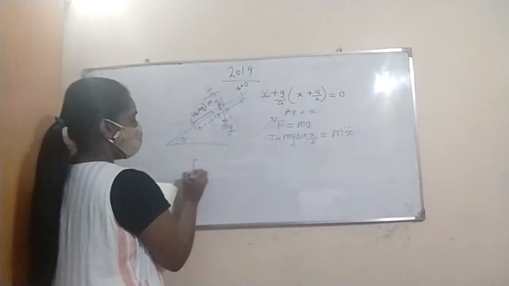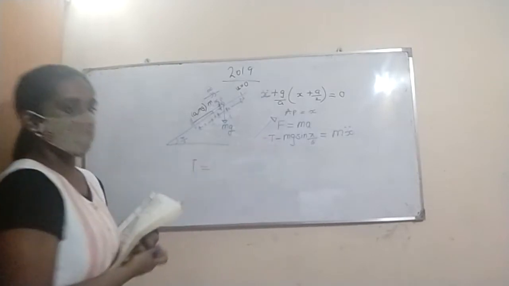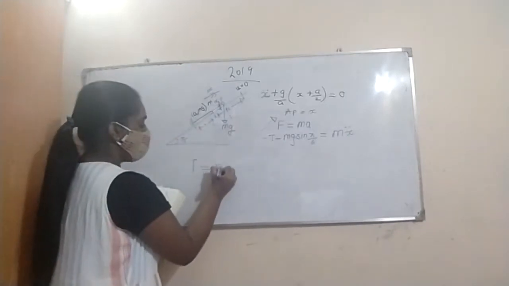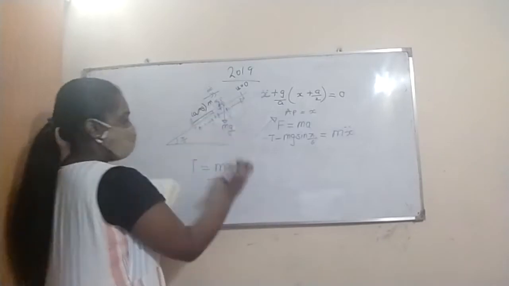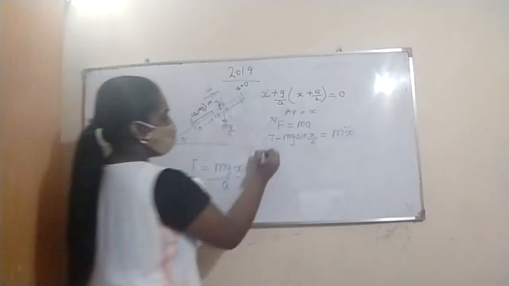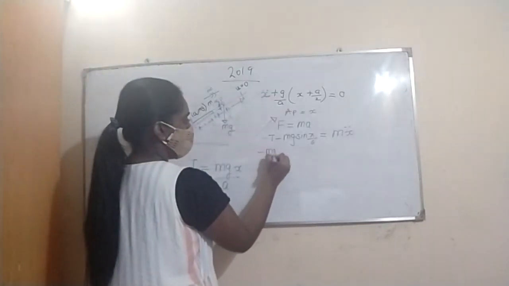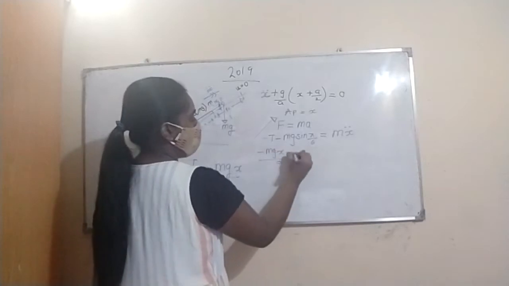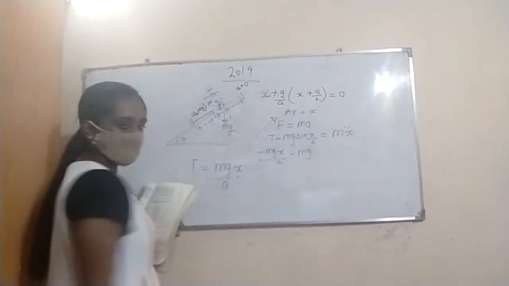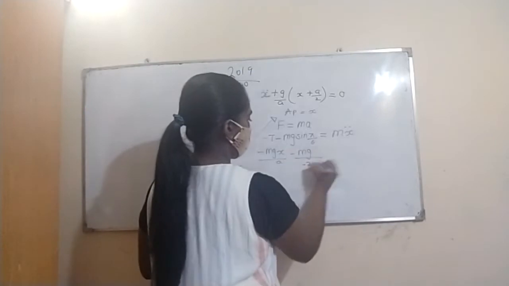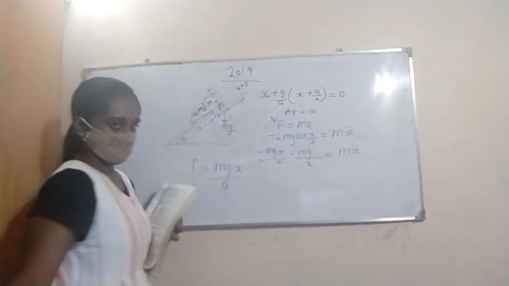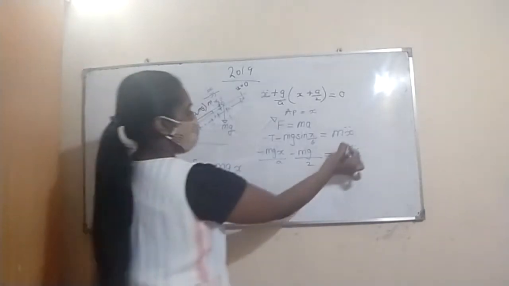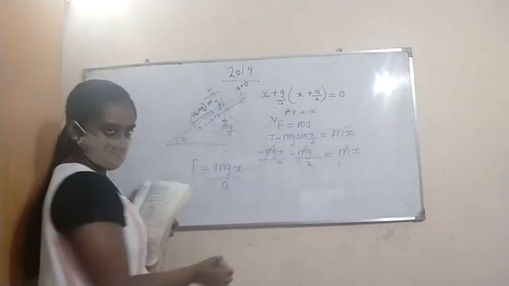So how do you write the tension? Already we know tension is equal to what? Modulus of elasticity mg divided by natural length a into extension, which is x. Therefore you can put minus mg x over a minus mg sin 30, which is half, minus mg by 2, that is m into x double dot. Okay, so this m gets cancelled.